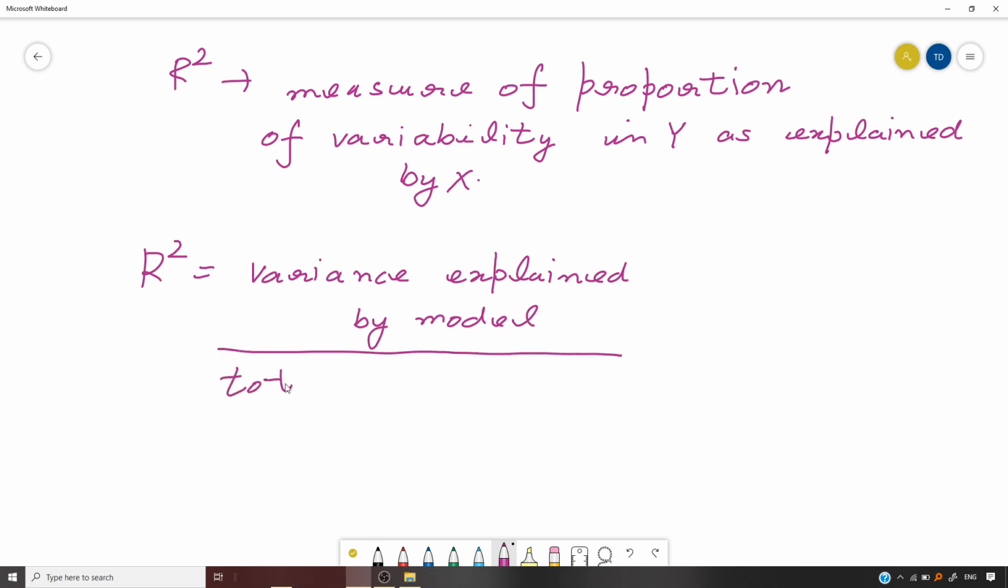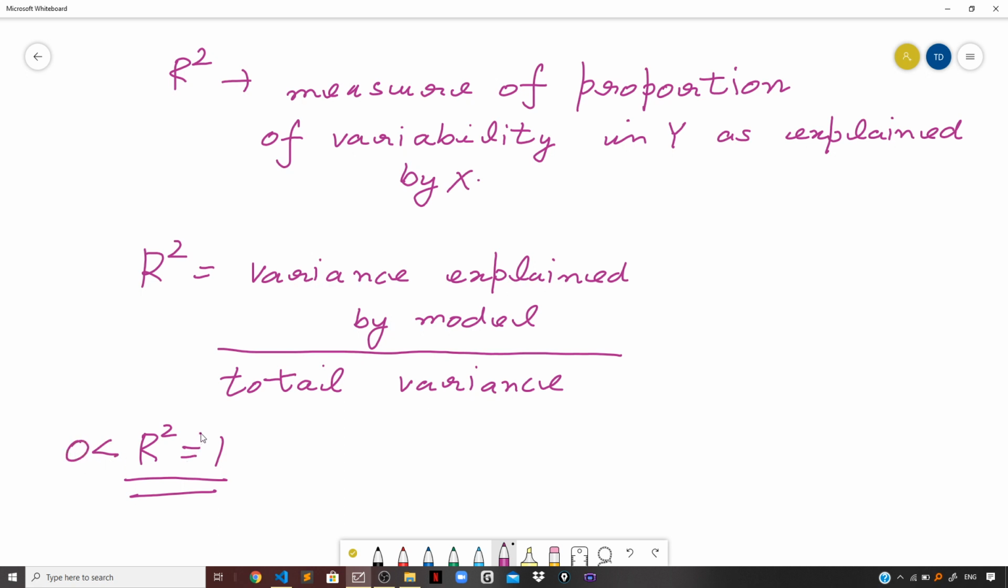upon total variance. So if our model can cover the entire variance, then you can say that the value of R-square is 1. When the variance explained by the model is the same as the total variance, the value is 1, and if it cannot explain any amount of variance, then the value of R-square will be 0. Something like this, but it will never reach 1. So you can say 0 less than R-square less than 1.